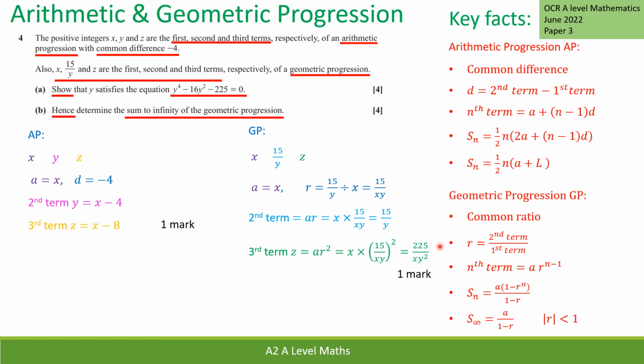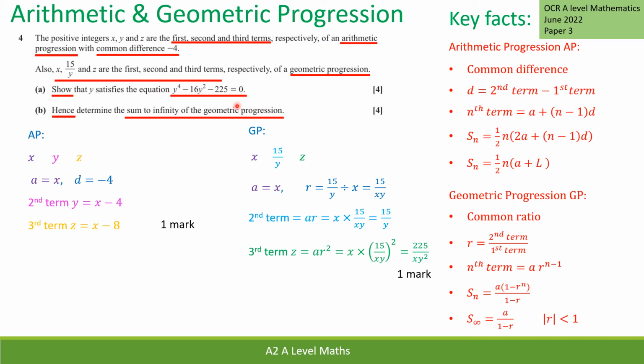which is 225 over xy squared, because the x and the x squared cancel, leaving me with 1x in the denominator, and the 15 squared is 225, and y squared is just y squared in the denominator, and this is your second mark. So far we have managed to get 2 marks without actually doing much maths, looking like it's going to come anywhere near this expression here.